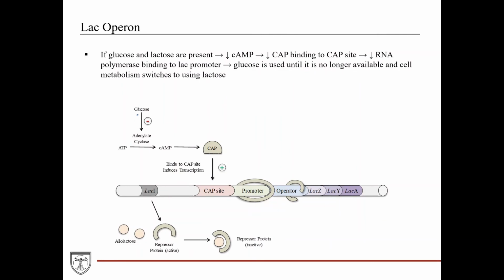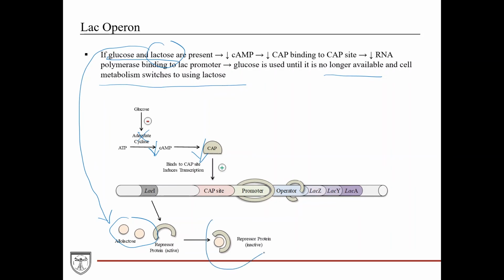So a different scenario here, if glucose and lactose are present, then obviously adenylate cyclase is going to be inhibited by glucose. You're going to have decreased cyclic AMP, decreased CAP binding to the CAP site. You're not going to be able to facilitate this promoter binding as much by RNA polymerase. And then glucose is going to be used until it's no longer available, and then the cell metabolism can switch to using lactose. Now, since lactose is present here, you're going to have some of it still being converted to allolactose, and this repressor protein will be inactive. So you don't have this binding to the operator, but also since glucose is present, you don't have this CAP either. So it's kind of like a stalemate.